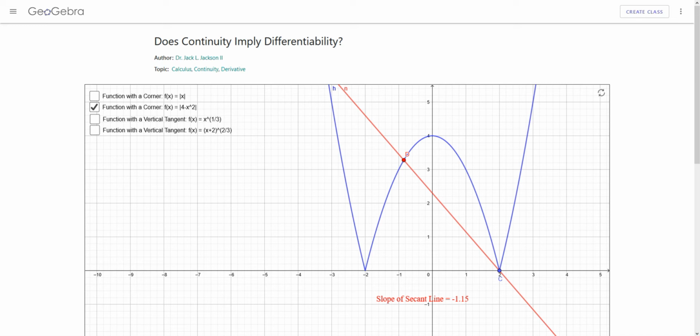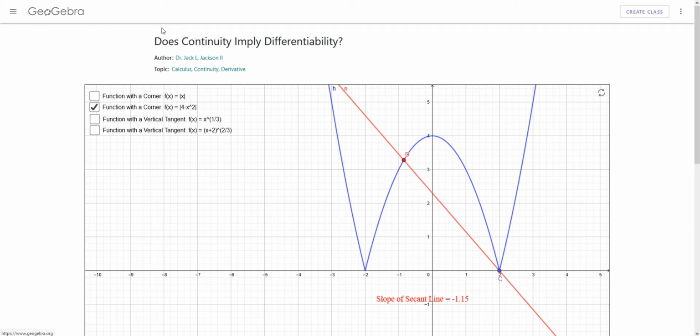In this video, we're going to be talking about differentiability and continuity. Specifically, we're going to be looking at this question: does continuity imply differentiability? In other words, if a function is continuous at a point, does it have to be differentiable at that point? We're going to see if we can understand that and get an answer to that question.